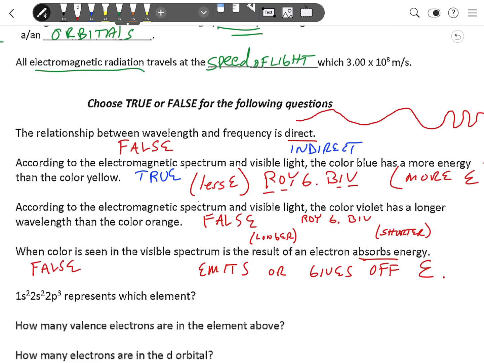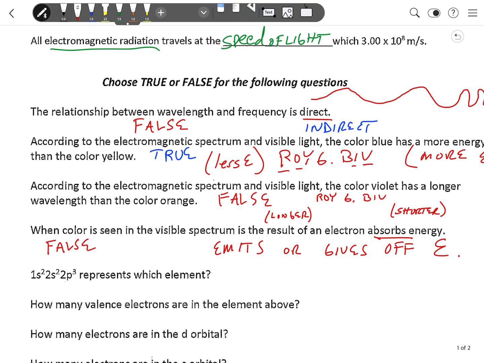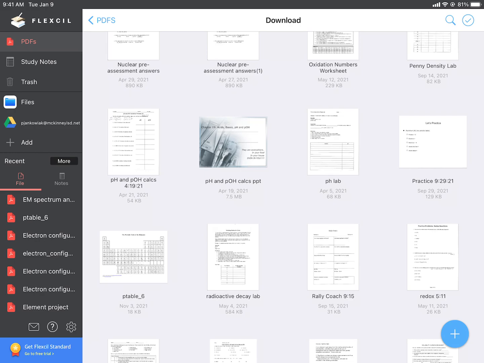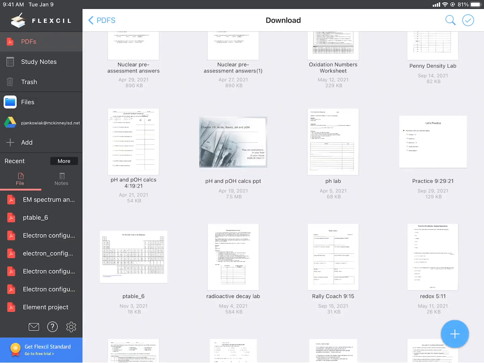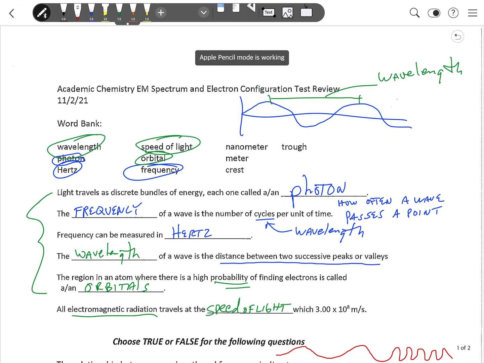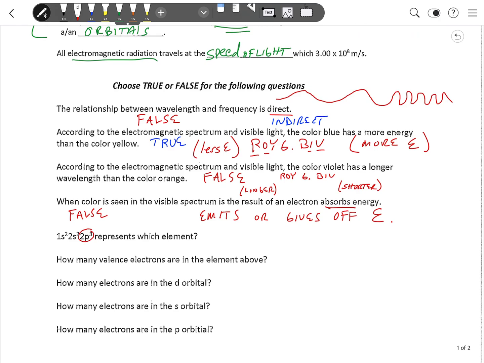Okay. 1s2, 2s2, 2p3 represents which element? And all you really have to do is look at this part right here. If you go to the periodic table, here's the second period. This is the P block here. This is the S block. This is the D block down over in here. So 2p3 would be in this period here, and 1, 2, 3, and that happens to be nitrogen. Okay, that's all you have to do for that.